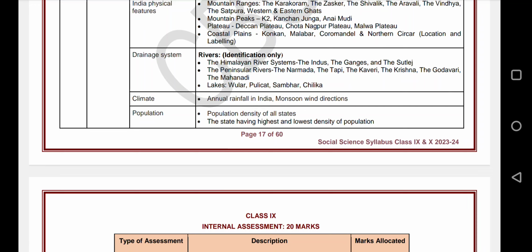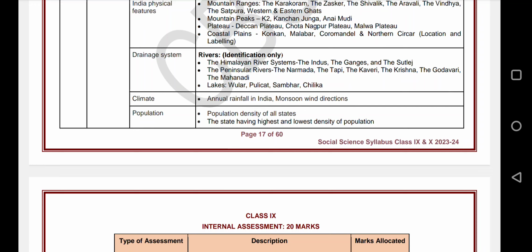So Himalayan rivers you all are aware, and I think peninsular rivers are also very easy. Once you go through it, you practice it, you'll be getting it all easily. Lakes, we have Buller Lake, we have Pulicat Lake, Sambar Lake, Chilka Lake. Again easy, you can do it, no problem.